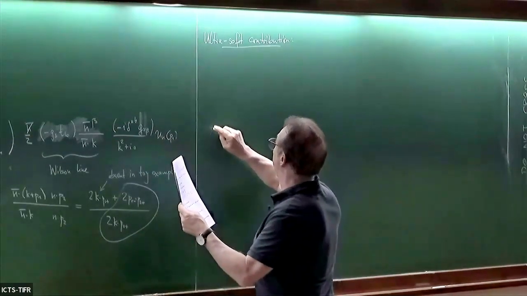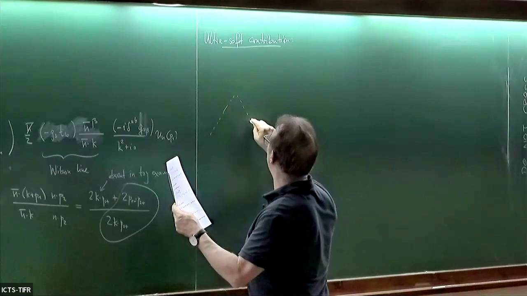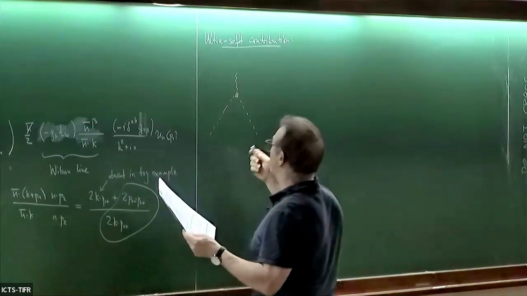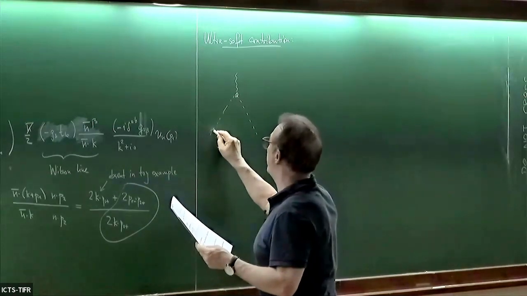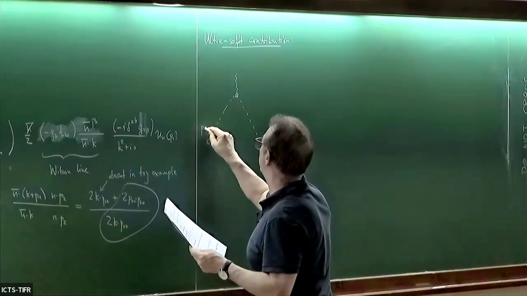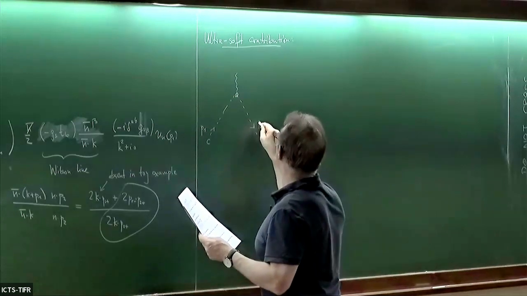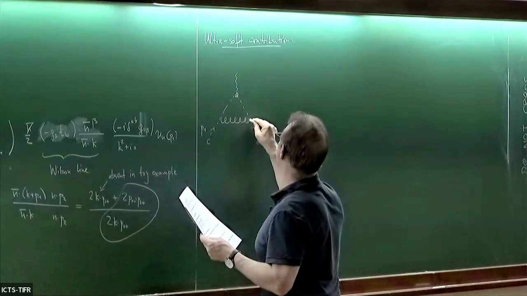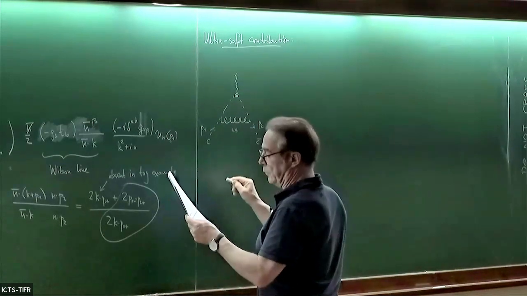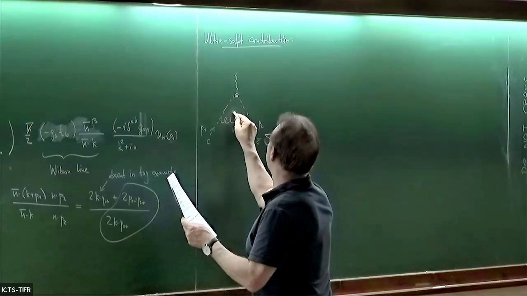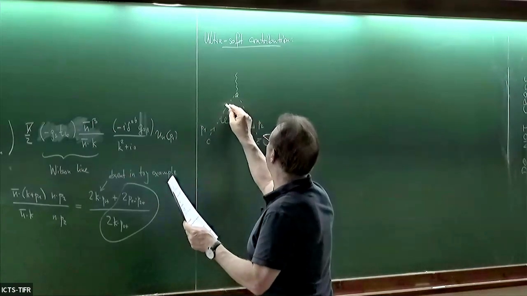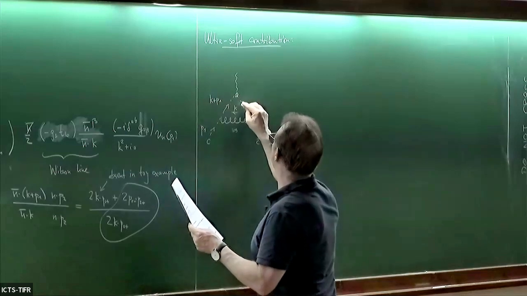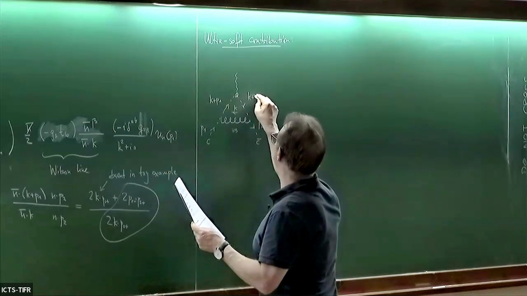So now for the ultrasoft, we have a single diagram in SCET because the ultrasoft, remember, is the mediator between the collinear sector and the anticollinear sector. So the diagram that we have is this one. This is an ultrasoft gluon now. Momentum K, and then the momentum here is K plus P1, and the momentum here is K plus P2.